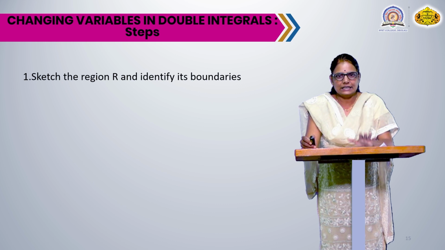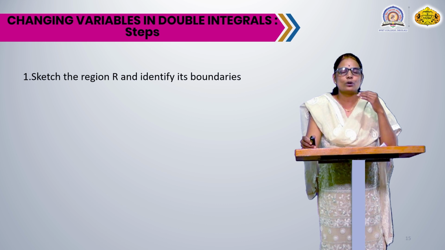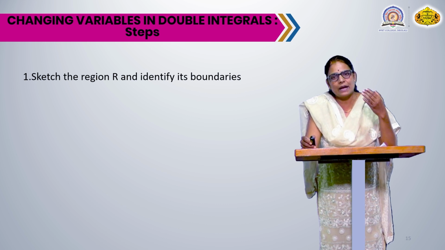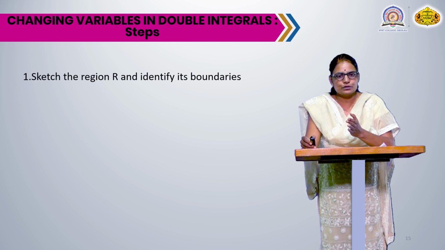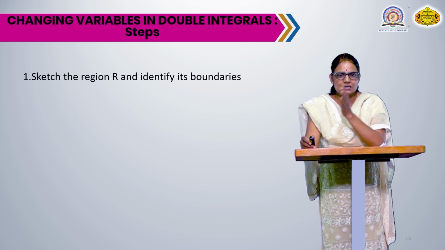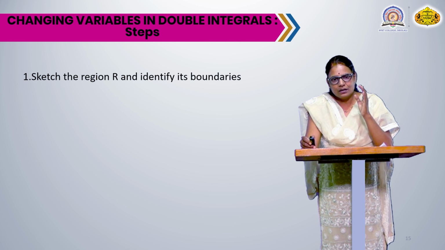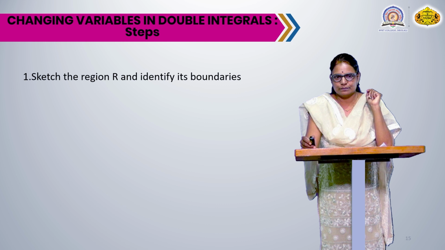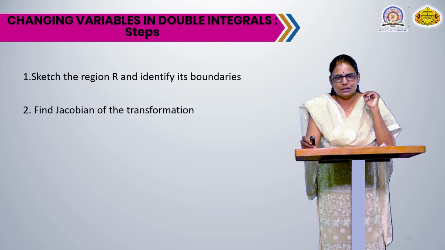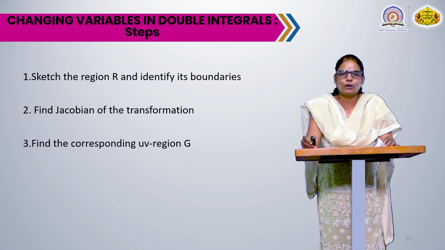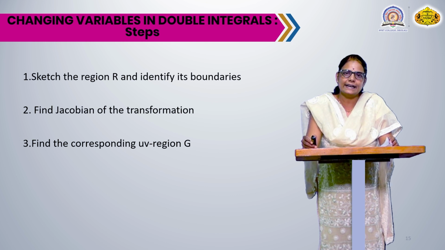We are given one integration. Suppose we can't calculate that integration, or it is not easy to calculate it by using the direct method. In that case we will go for the substitution method. To solve it, the first step is to sketch the region R in the xy plane and identify its boundary. Okay. The second step is to find the Jacobian of the transformation. The third step is to find the corresponding boundaries, the corresponding uv region G, and identify its boundaries.